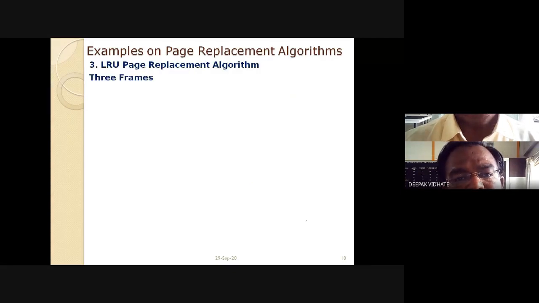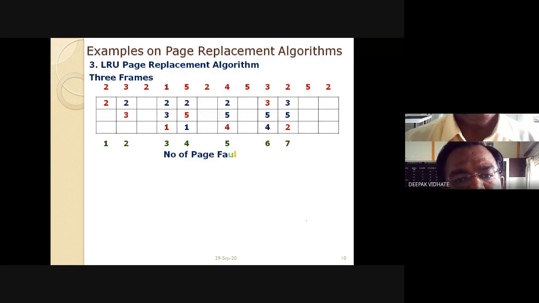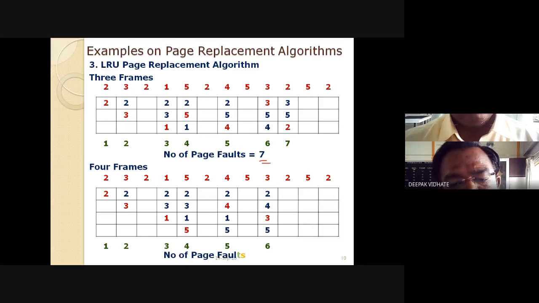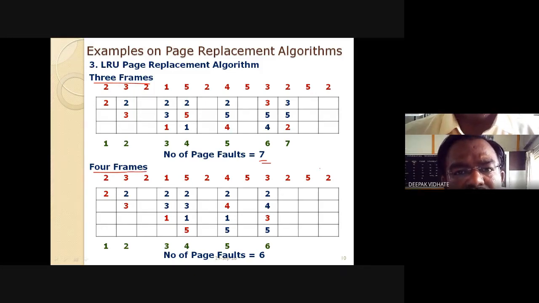The LRU page replacement algorithm. Again, same here. For 3 frames, the number of page faults is 7, and if we go for 4 frames, see here how many page faults there are. The total number of page faults is 6. So definitely, compared to 3 frames, with all 3 algorithms, using 4 frames we get significantly fewer page faults if we increase the number of page frames. So here for 4 frames, we get 6 page faults.